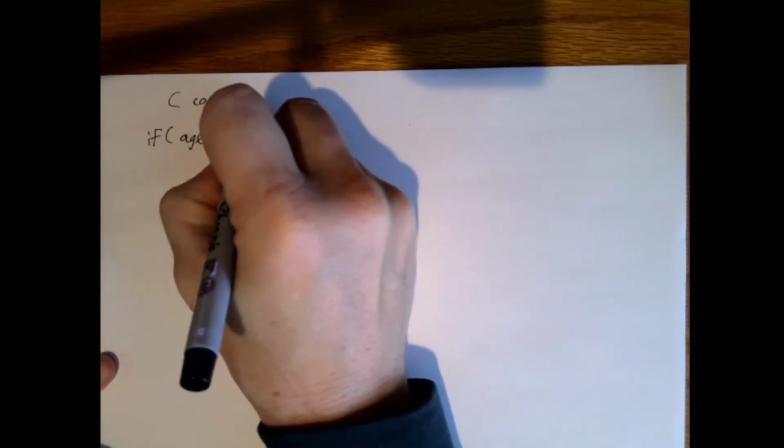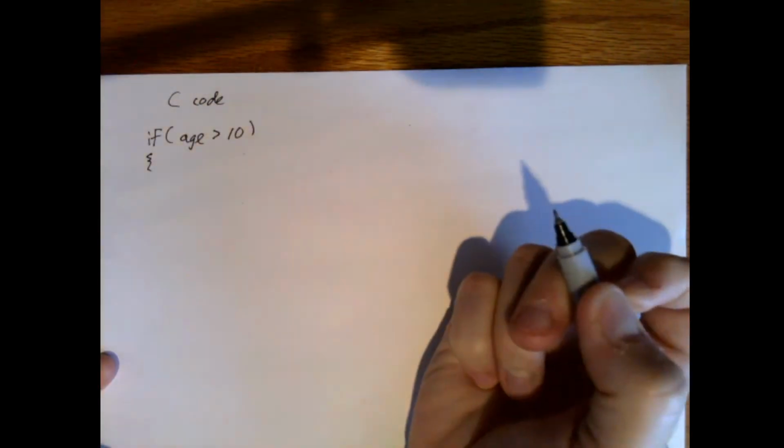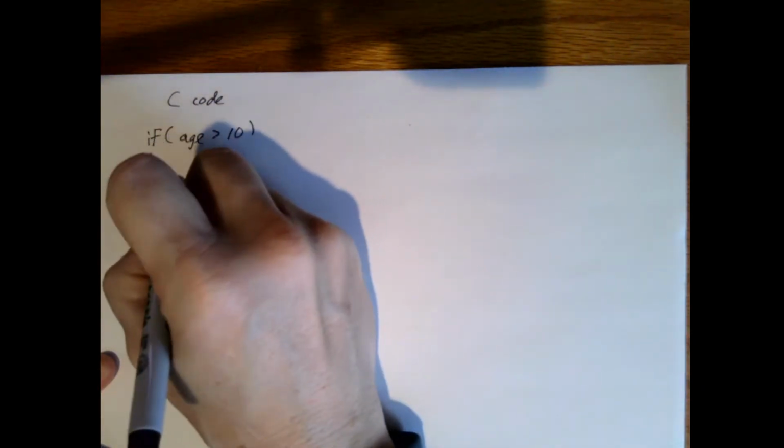Let's look at an example now that comes from programming. So this would be a snippet of C code. And so I have this: if age is greater than 10, then I'm going to enter the body of the if statement where I ask another question.